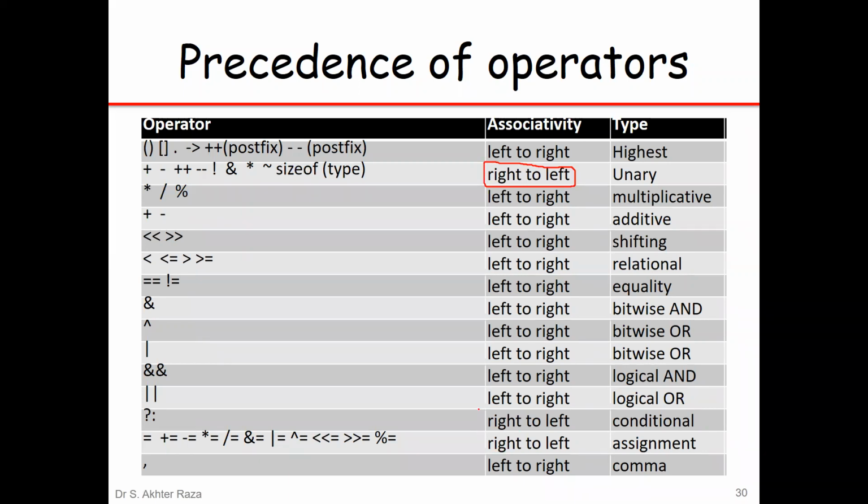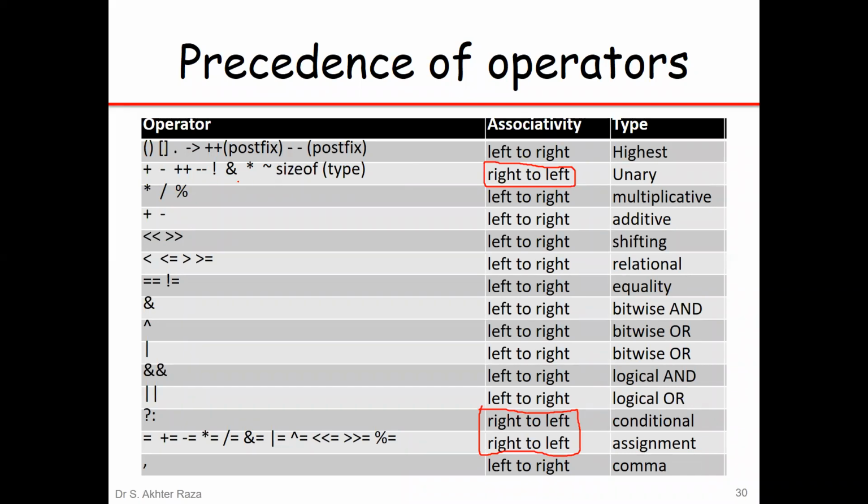And here we have right to left. Otherwise, all over there we have left to right associativity. Now, plus, minus, double minus, not, and, star, tilde. This is used for not, size of, and type. So these are the different operators, and all of these are the unary operators.